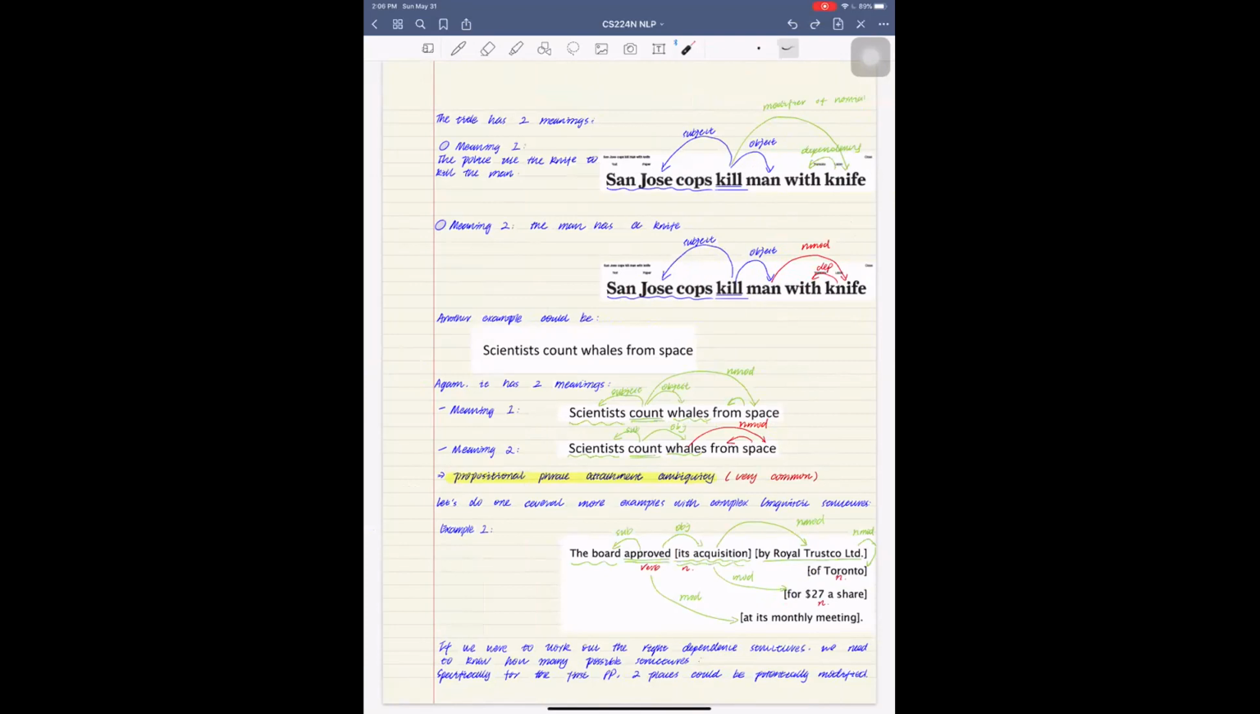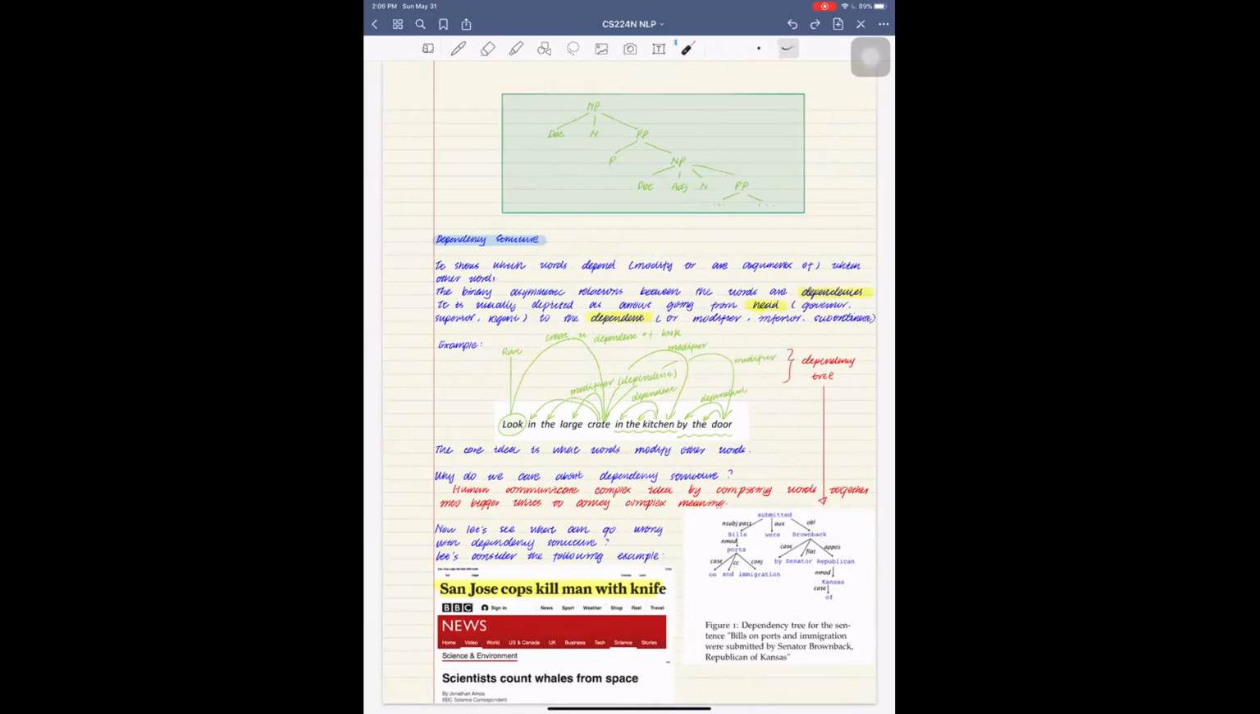Okay, yeah, I'll upload the notes somewhere later after I finish the lecture here. There are two different meanings of this sentence, cops kill man with a knife. What are the two different meanings you could come up with? Think about the first one. What's the first meaning you can come up with for the sentence right here? Cops kill man with knife.